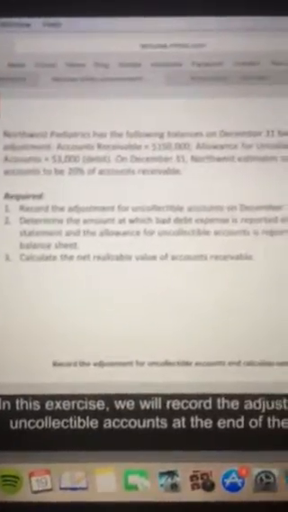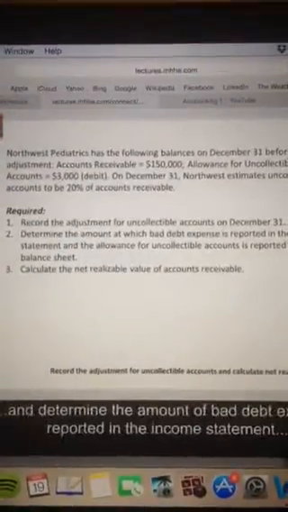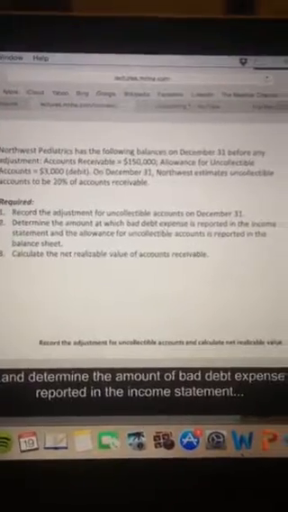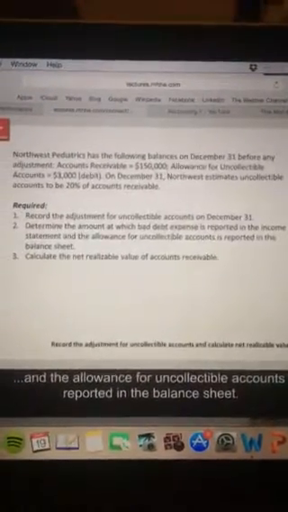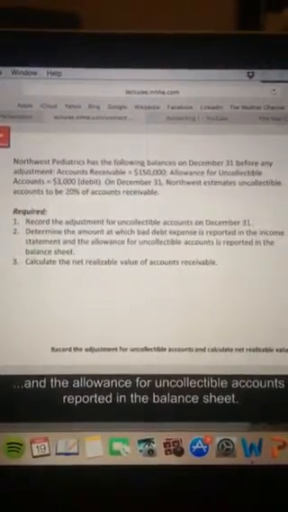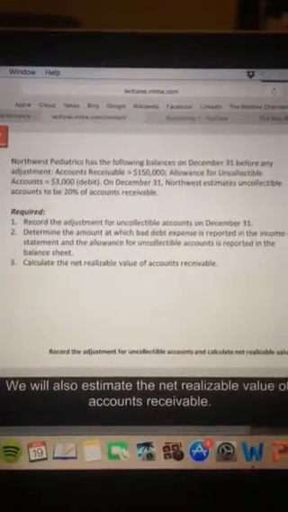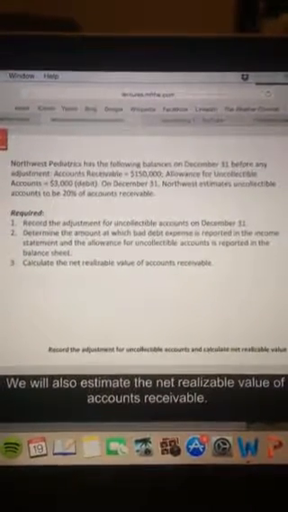the adjustment for uncollectible accounts at the end of the year and determine the amount of bad debt expense reported in the income statement and the allowance for uncollectible accounts reported in the balance sheet. We will also estimate the net realizable value of accounts receivable.